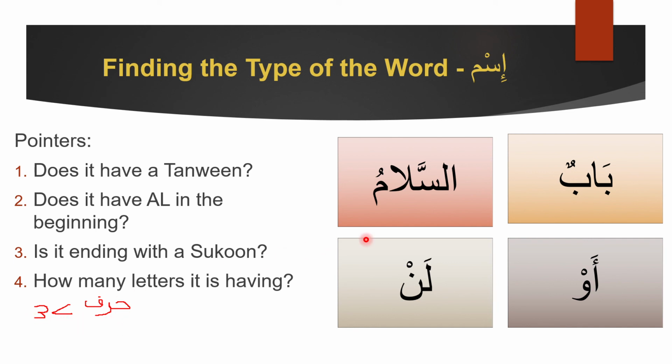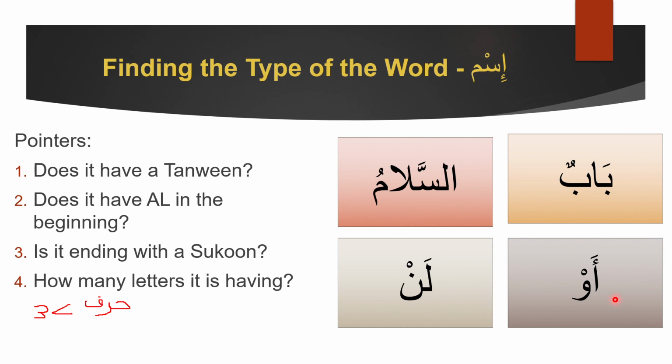Okay, so now let's apply that. So the first word is babun. Tanween. Straight up we know that it's an ism. We don't know what it means. I don't want to teach the vocabulary. But straight up we know that it's an ism. That's all we know. As-salamu. As-salam. Can you see the al there? The al means what? It is an ism.